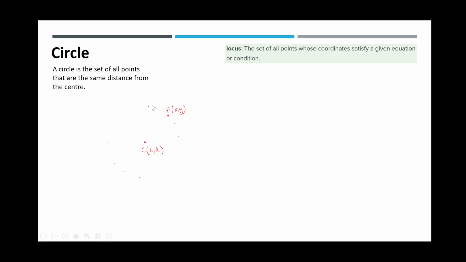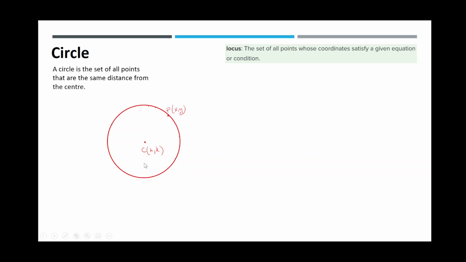And I have another definition for you here. Locus is a set of all points whose coordinates satisfy a given equation or a condition. So we need to come up with an actual equation of a circle based on the definition that the distance from the center is always the same for any general point x, y.